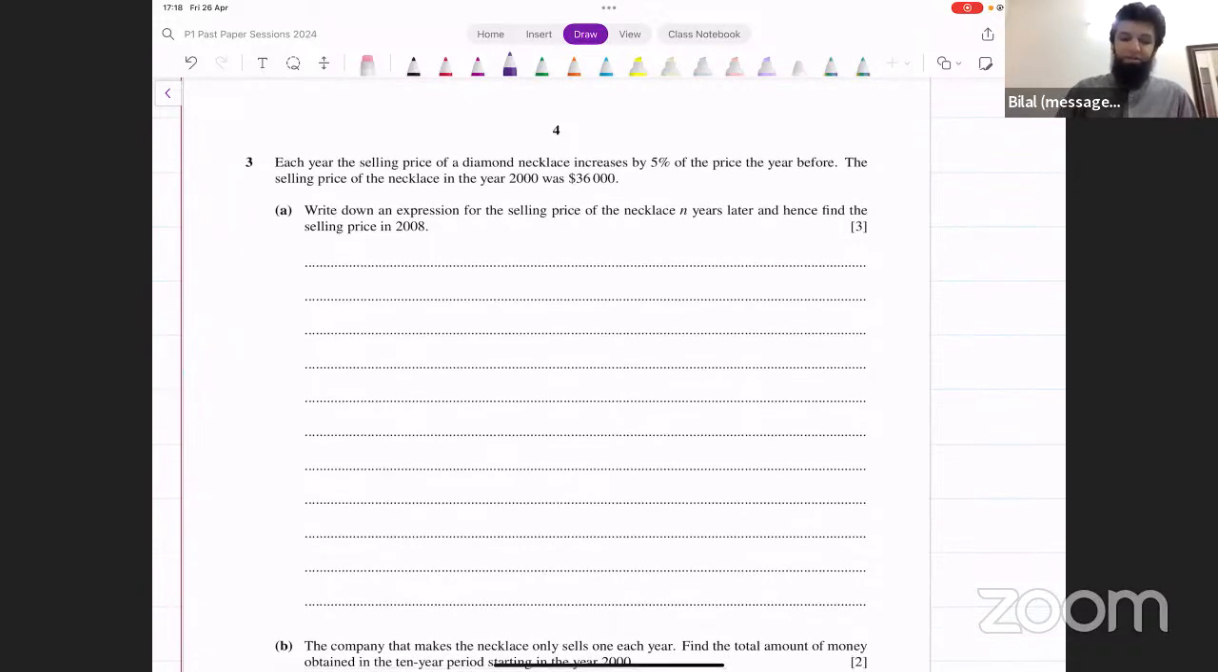It says each year the selling price of a diamond necklace increases by 5%. Remember, whenever there's a percentage increase, that's a geometric progression. It increases by 5% of the price the year before. The selling price of the necklace in the year 2000 was $36,000. So in the year 2000, the price was $36,000.